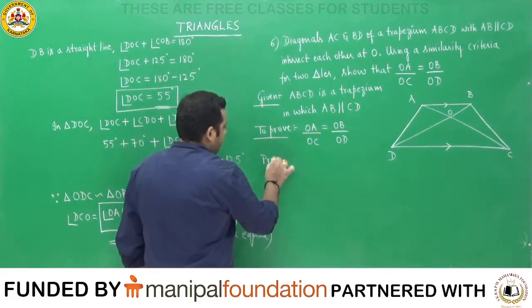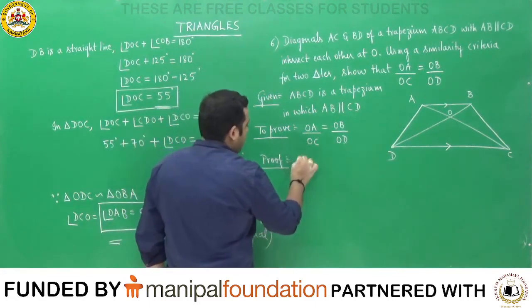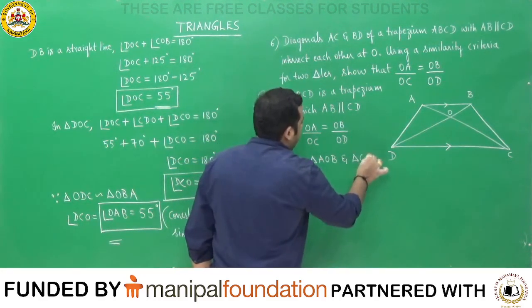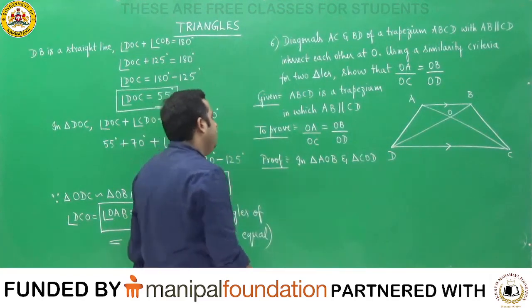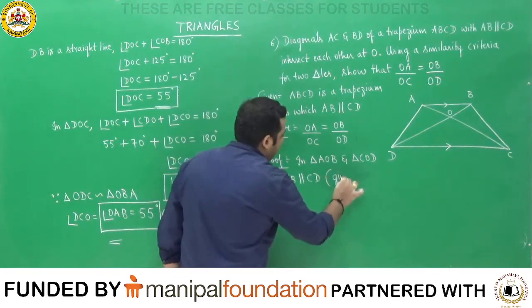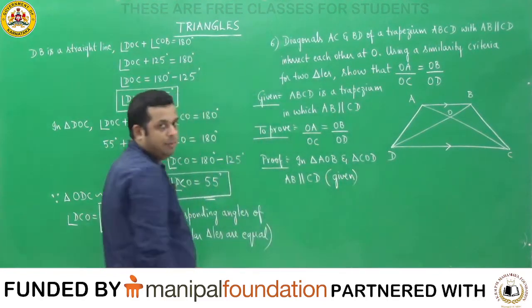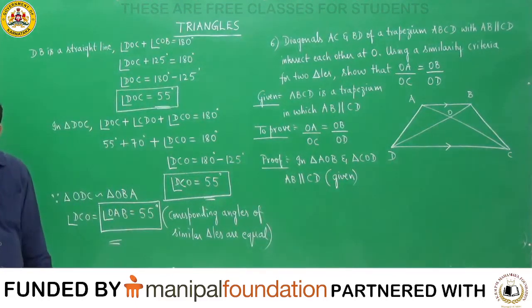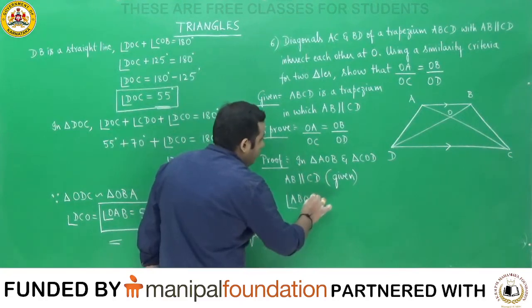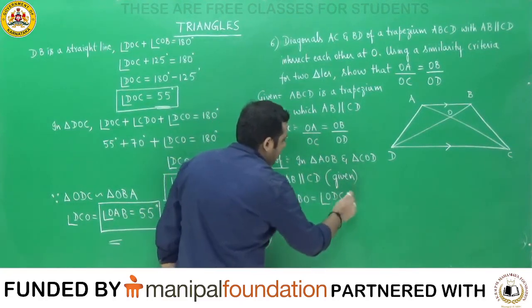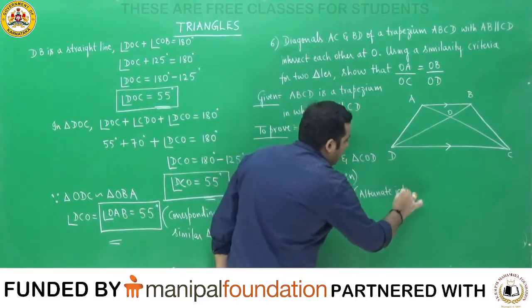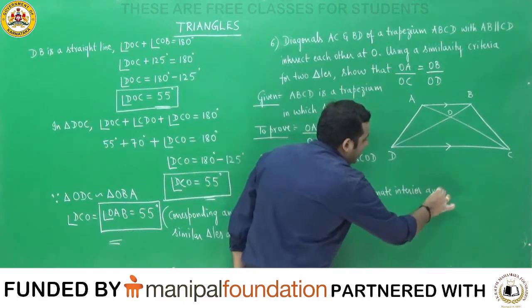Now, proof. In triangle AOB and triangle COD, AB is parallel to CD. This is what is given in the problem. Correct? So I can write angle ABO is equal to angle ODC. This is nothing but the pair of alternate interior angles.